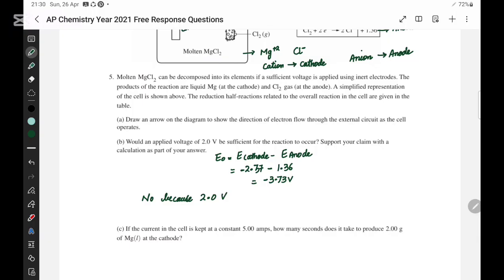2.0 volts is basically less than 3.73 volts. So what we can say here, which is the maximum voltage, for electrolysis to occur.